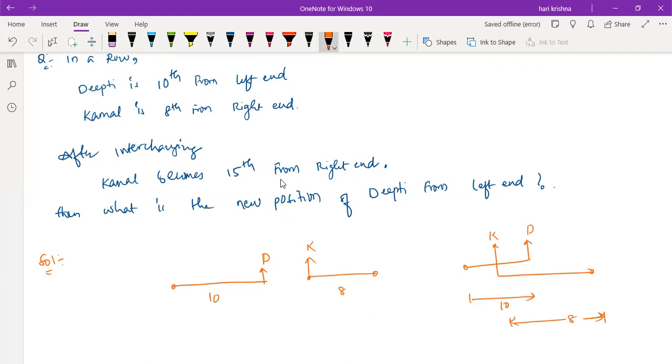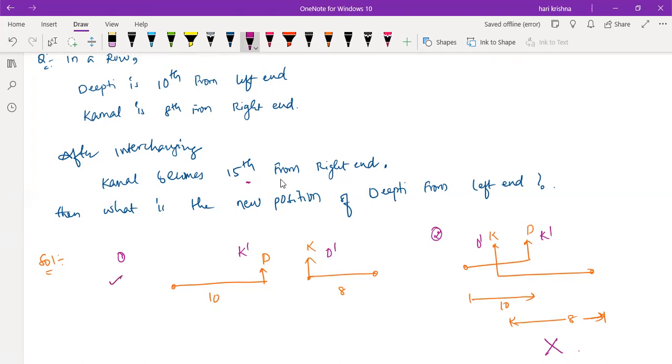After interchanging the position, the Kamal becomes 15th from the right end. If they interchange their positions, there is a new position of Kamal and a new position of Deepthi. After interchanging the position, Kamal becomes 15th from the right end. Then which one is correct, either first case or second case? In the first case, this is the Kamal, this is the Deepthi. Kamal is moving towards the right, right? So the number has to decrease, but the number is increasing. That means this is wrong. So first case is correct.